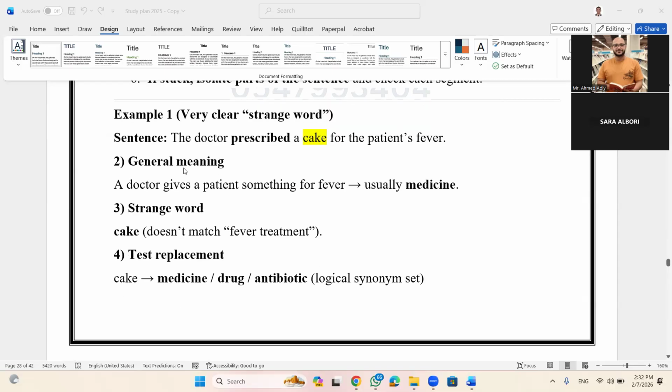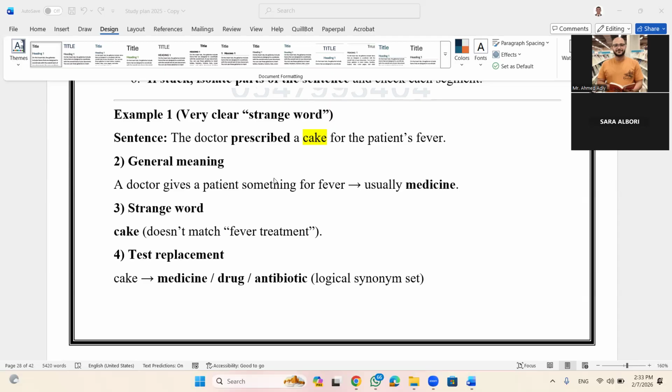Let's look at this example. Let's work together. The doctor prescribed a cake for the patient's fever. What is the sentence about? No, it's not about a cake. I need you to follow the steps because this example is so simple, but sometimes sentences are complicated. I'm asking you here, what is the sentence about? It's about a doctor. Did what? He prescribed something for a patient because the patient had some fever.